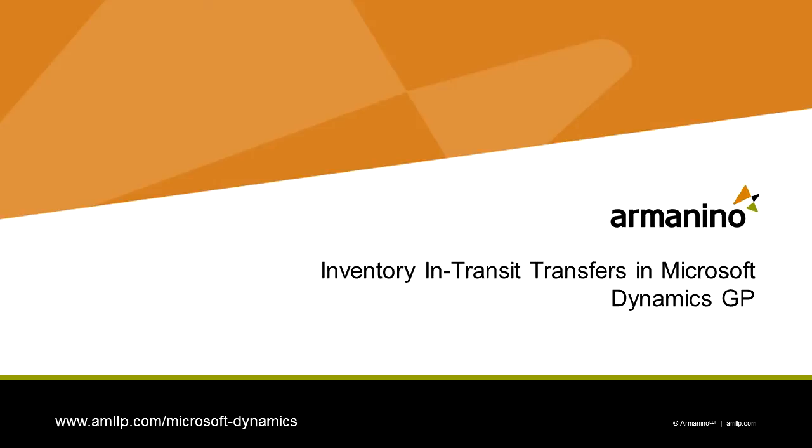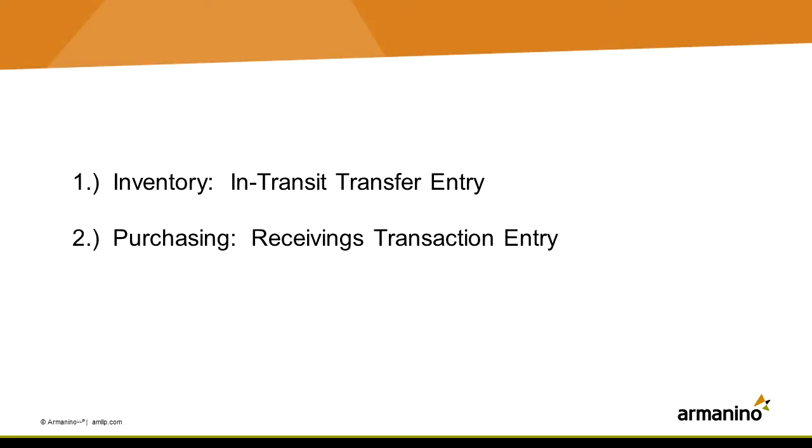I want to show you how to use the inventory in-transit transfer transaction in Dynamics GP. There's actually two parts of it. The first one is in inventory, and in there, there's an in-transit transfer entry transaction that you create first. The second part is receiving it into the new location, and that's in the purchasing area. So in the purchasing area, you go to the receiving transaction entry screen, you look up the transfer that had been shipped, receive that in, and the transfer is complete.